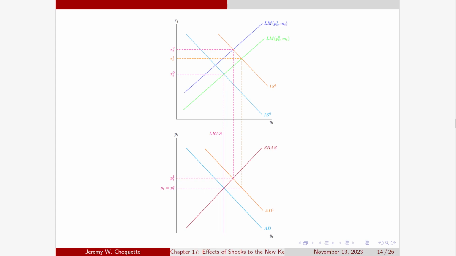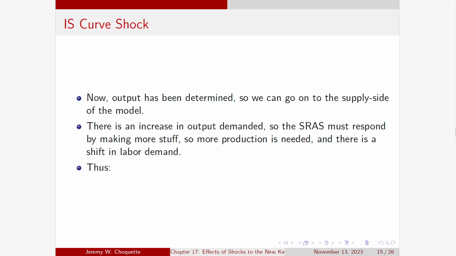So I was kind of rambling there, but at the end of the day, that's the short run response to an IS shock. Please forgive me. It's almost 10 o'clock at night, and I'm not a night owl anymore. Used to be, but not anymore.